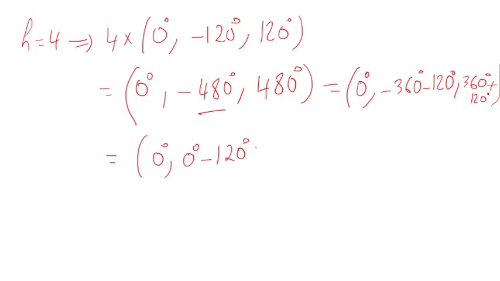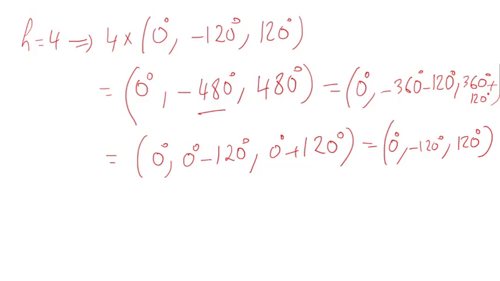Minus 120 degrees. 360 degrees is the equivalent of 0 degrees plus 120, so which is equal to 0. 0 minus 120 is minus 120 degrees. 0 plus 120, it's 120 degrees. So I started with this, which is positive sequence, and I ended with the same. So this is positive sequence.